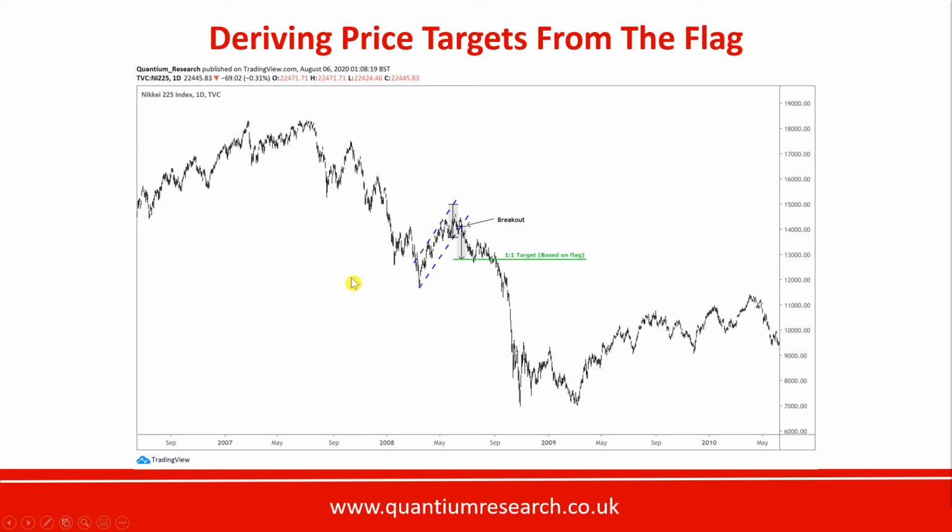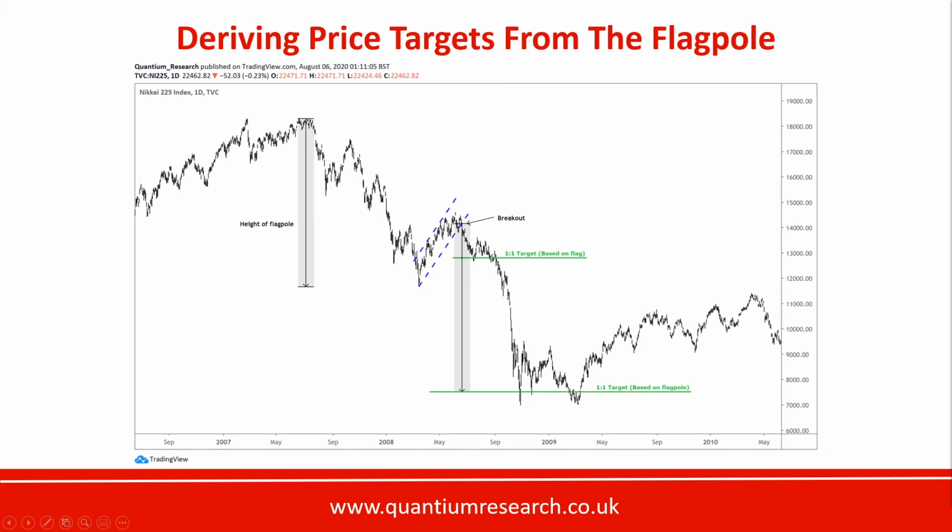So it's interesting how this process seems to yield results from another random scenario. We can also get a lower target using the flagpole, and that's by measuring the height of the flagpole and projecting it downwards. This is the second method as seen before, and we can see this target, rather, and how it was hit too and acted as a rough area of support.